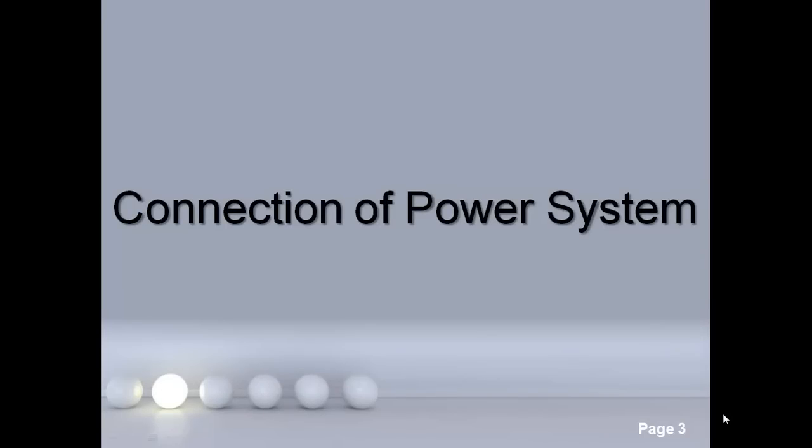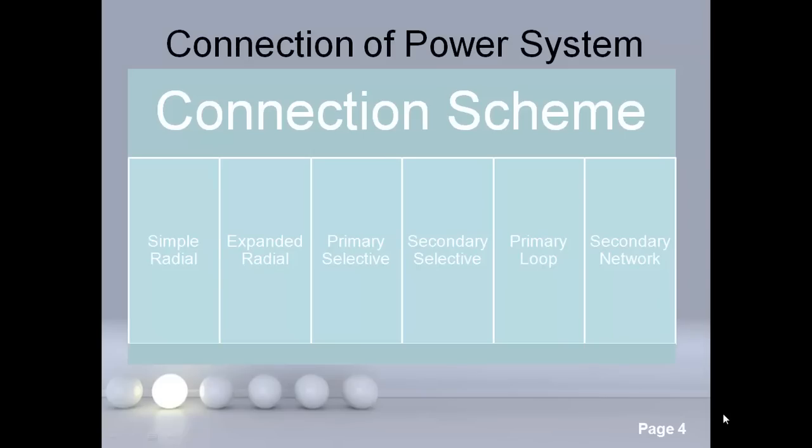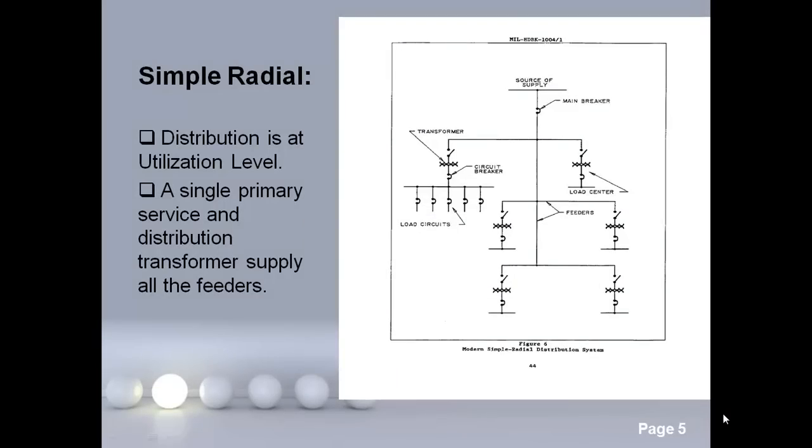From connection of power system, we are going to first talk about connection schemes, and the connection schemes are of various types, including the simple radial, expanded radial, primary selective, secondary selective, primary loop and secondary network. Now we have a brief overlook on each connection scheme.